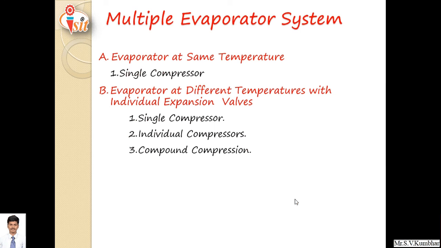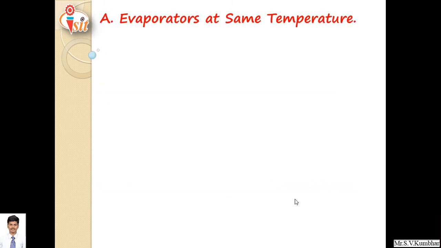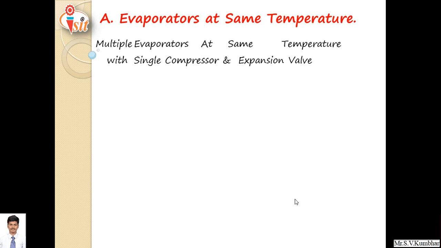So multi-evaporator system is classified into two. First, evaporator at the same temperature. In that case, a single compressor is used. And second, evaporator at different temperature with individual expansion valve. In that again, there are three classifications: single compressor, individual compressor, and compound compression. We will start with evaporator at same temperature.